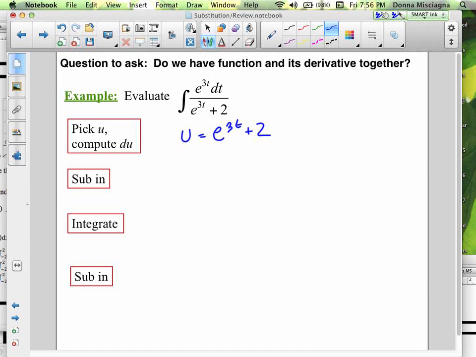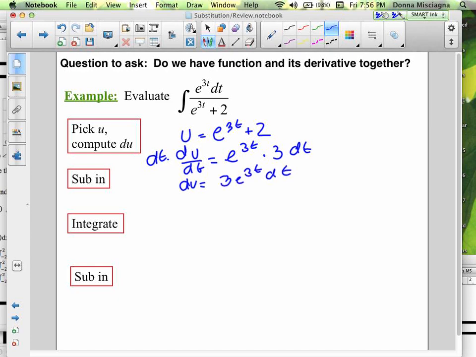All right, so the derivative of u with respect to t this time, du dt equals e to the 3t power times 3. And then we'll multiply both sides by dt. So du, because I need a du if I'm going to integrate with respect to u, is equal to 3e to the 3t dt.